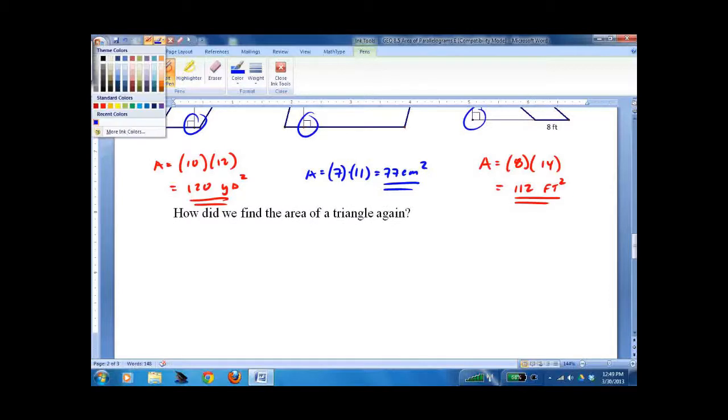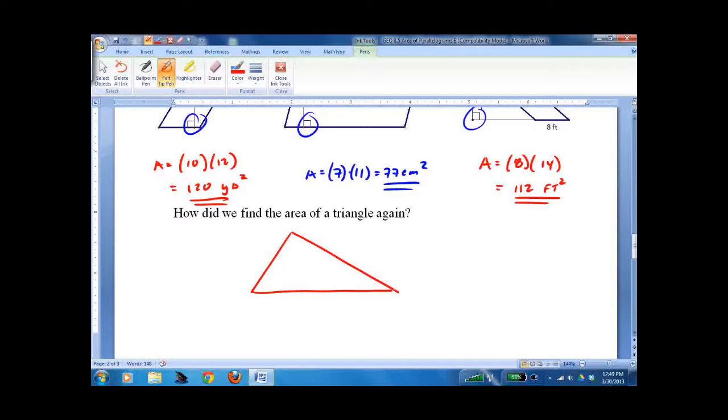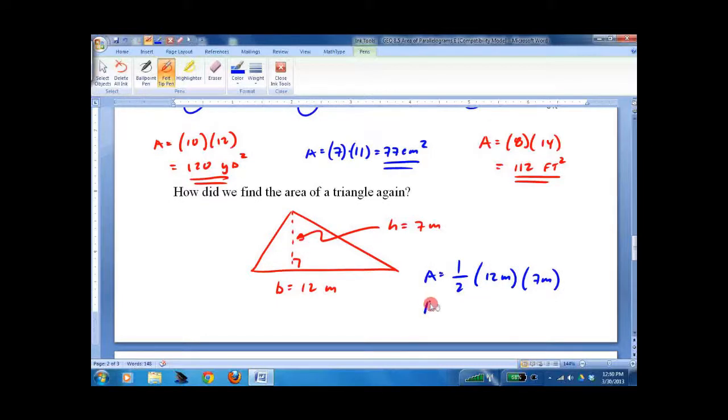So, how do we find the area of a triangle? Hopefully you remember. If this is your base, call it base is equal to 12 meters. Then your height has to be perpendicular to that base. Height equals 7 meters. And we say the area is 1/2 the base times the height, which in this case is 42 meters squared.